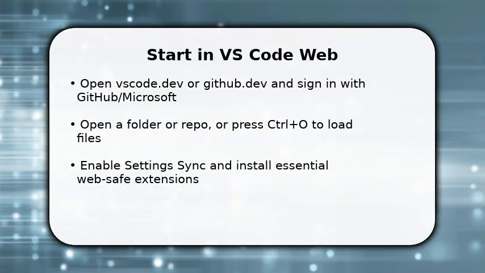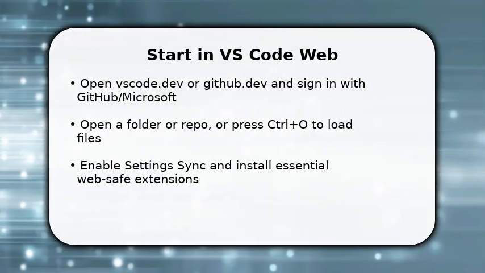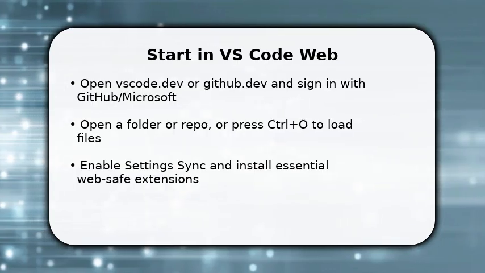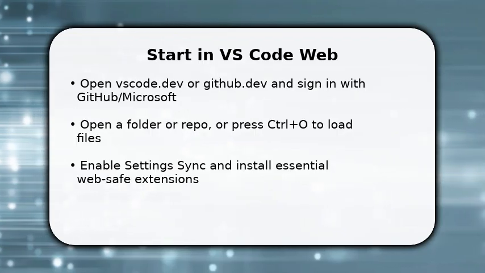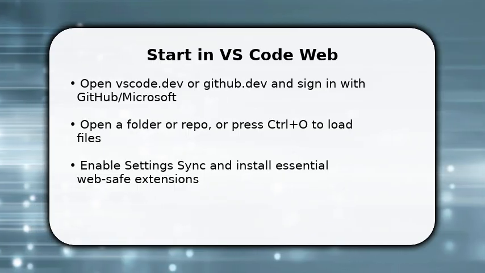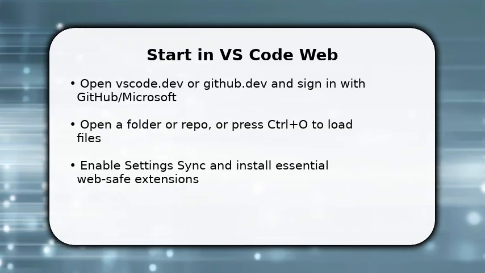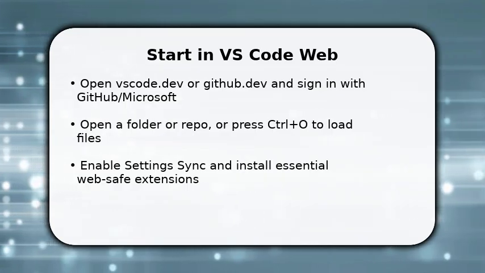You start by opening VS Code Dev or GitHub Dev and signing in. This gives you access to your repos and synced settings. Once signed in, open the repository or folder you want to edit so files and the Explorer load. Make sure to install web-compatible extensions and enable settings sync. This preserves themes, key bindings, and extensions across devices.